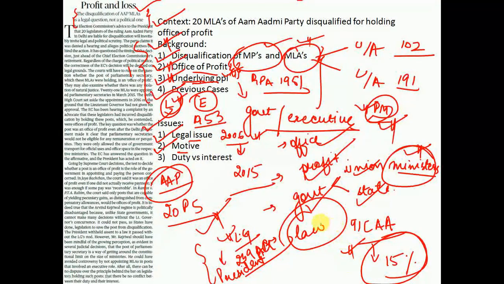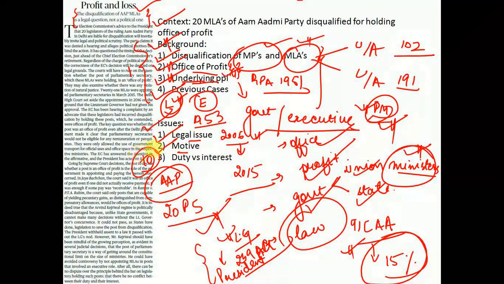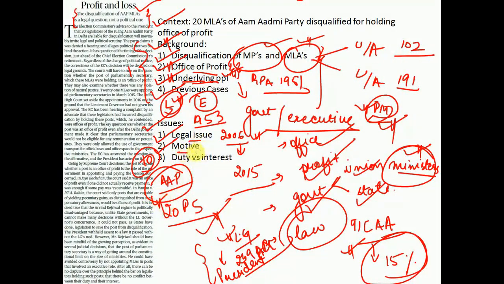And Delhi being a union territory, it was allowed to have only 10 ministers. So in that respect too, this motive of the government is an ulterior one, because to bypass this constitutional provision, they appointed 20 parliamentary secretaries. So this motive is something that is important in this regard.